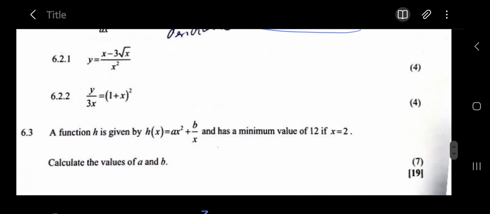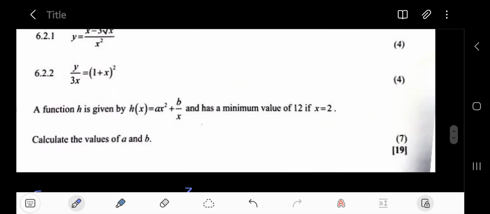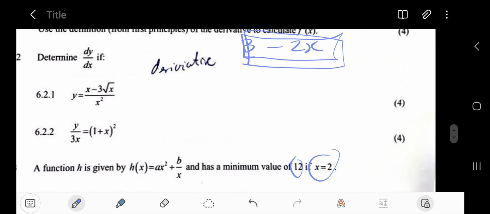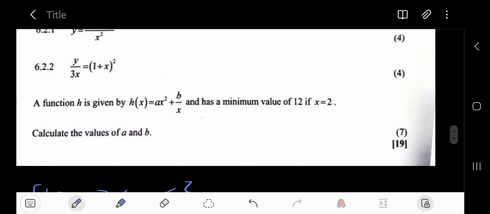So look at this, guys. Can you see that we have ax squared there? So we already suspect that that's a parabola, right? Since it's a parabola, we understand the parabola can either have a minimum value or a maximum value. But in this case, they tell us specifically that this one has a minimum value of 12, where x is equal to 2. So in essence, they're telling us this is a smiling parabola, because that's the only one that has a minimum. And we have the coordinate of the turning point.